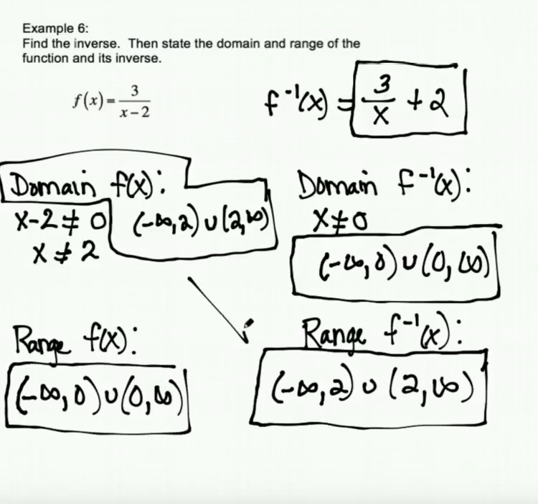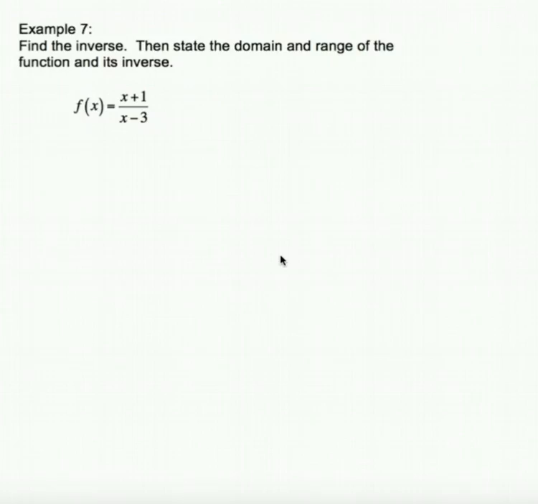Okay, so again, it's like a crisscross. The domain of your original is equal to the range of the inverse, and the domain of the inverse is equal to the range of your original. Example 7. Find the inverse, then state the domain and range of the function and its inverse. So let's start by finding the inverse.